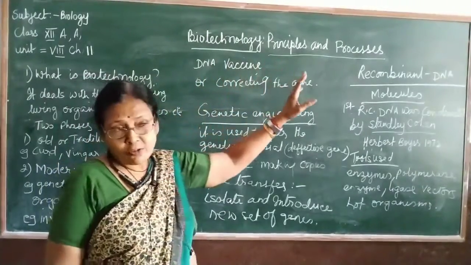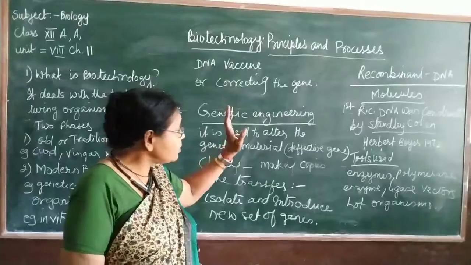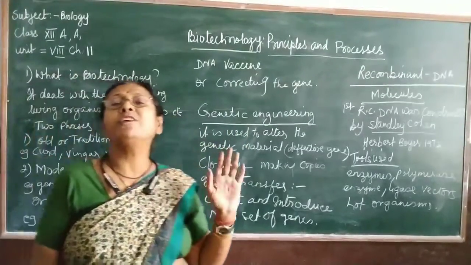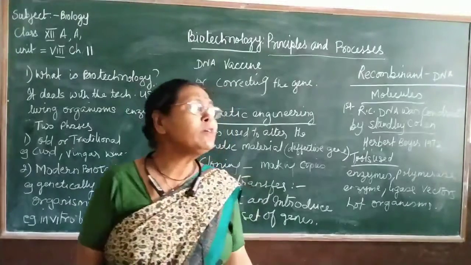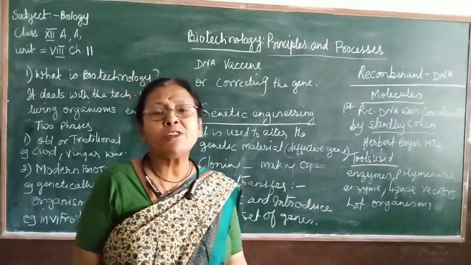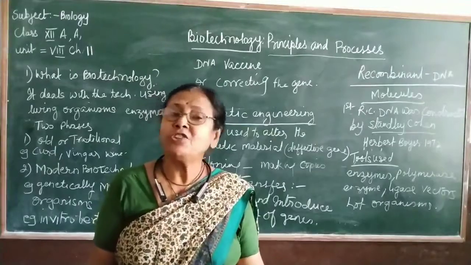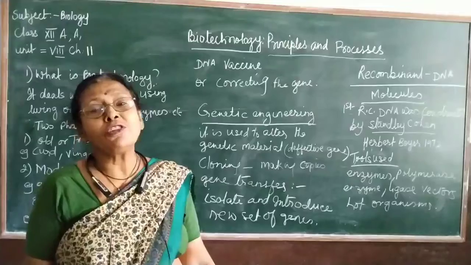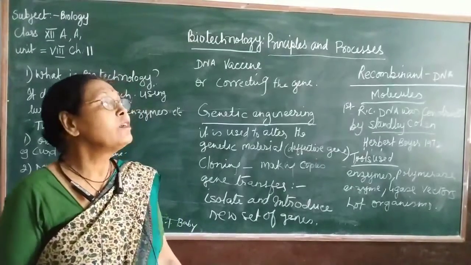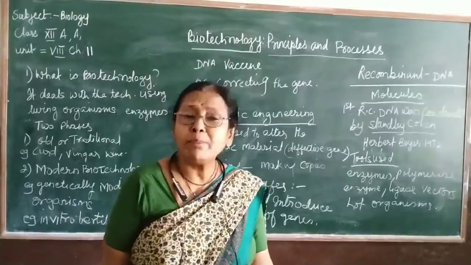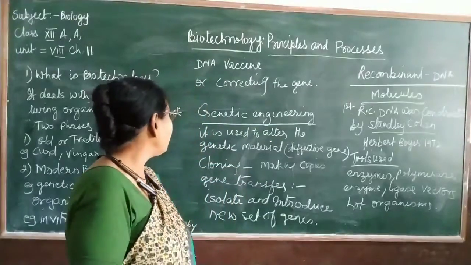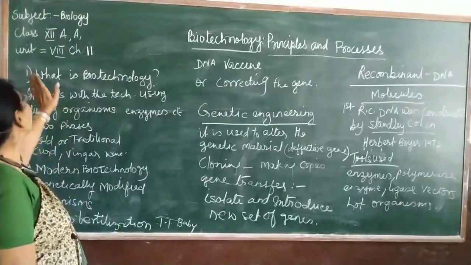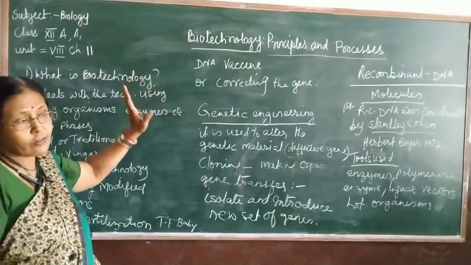Biotechnology Principles and Process is the name of the chapter, chapter number 11, where you will study about genetic engineering. You must have heard several times people talking about genetic engineering. What is it? It is the latest technology that is applied for many different purposes. So, first of all, we will discuss what is biotechnology.